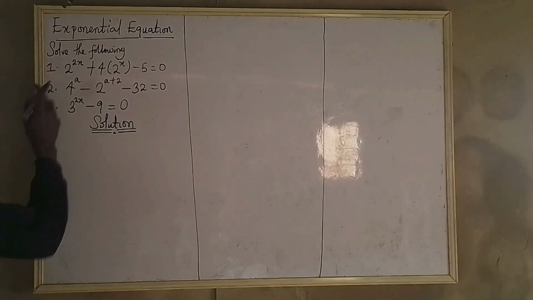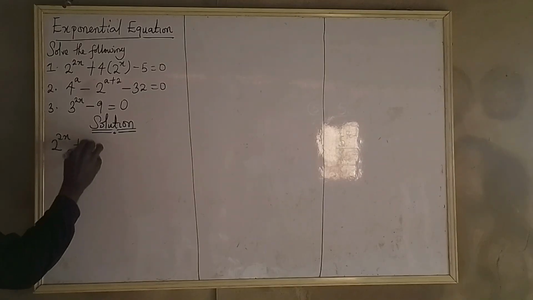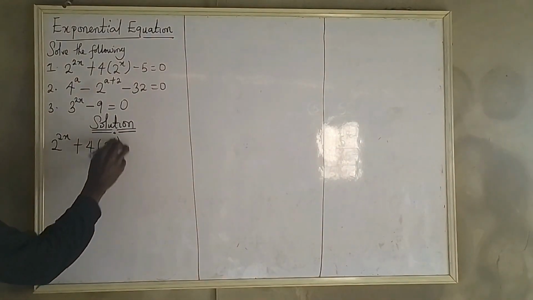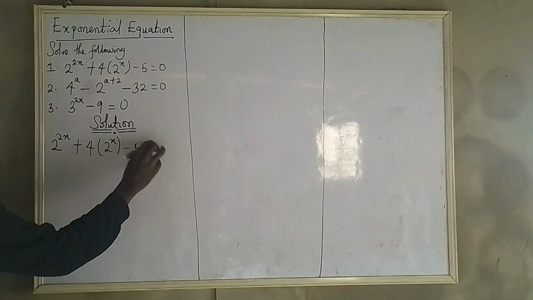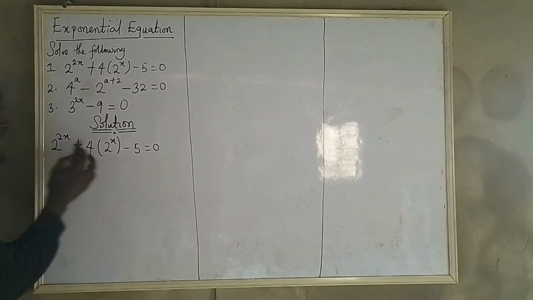Alright, so we have the first one, which is what? 2 raised to the power 2x plus 4 into 2 raised to the power x minus 5 equals to what? 0. Are you seeing this now? So the first thing you are going to do is put this in form of this.